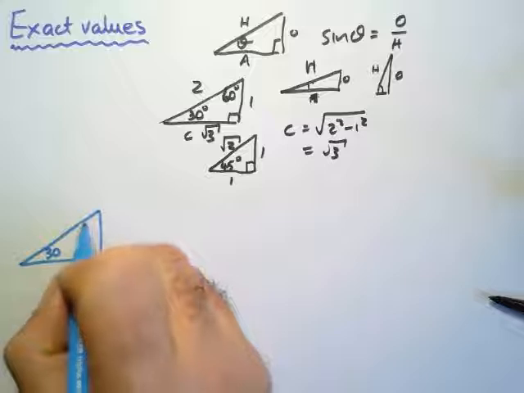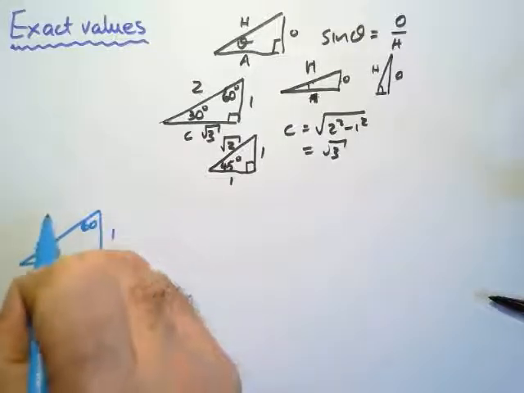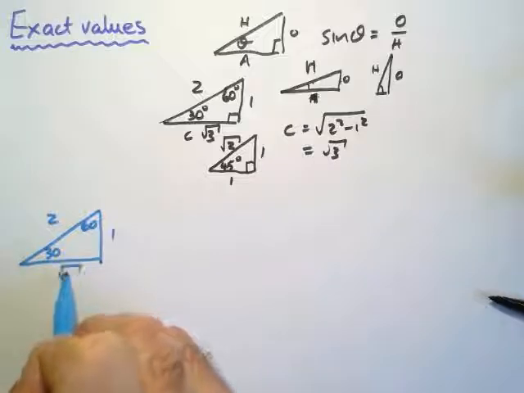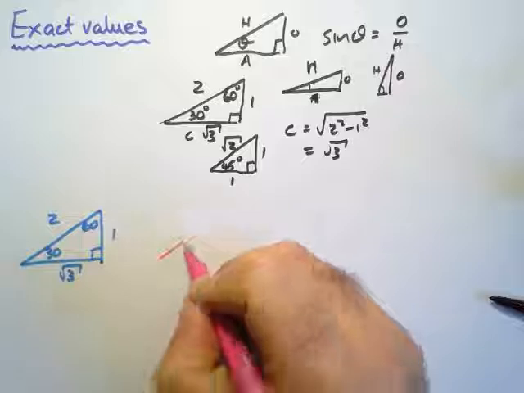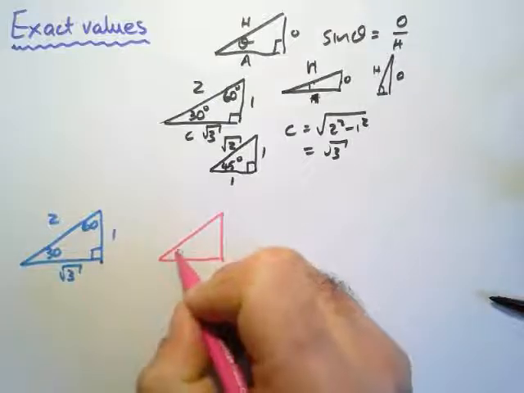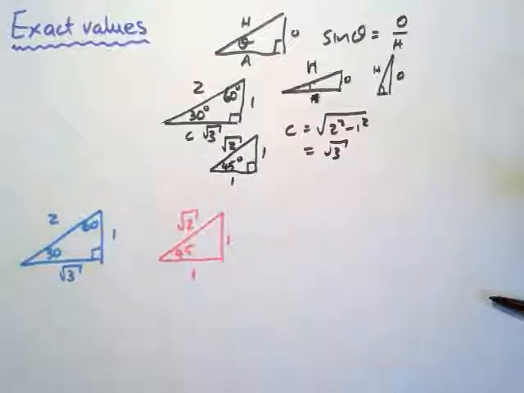30 is the small angle, 60 is the big angle, the smallest side is 1, hypotenuse 2, and the adjacent side of 30 is square root 3. So I can then find sine, cos, and tan from these triangles without remembering any tables. I just have to remember the diagram. And then the same with the 45. For 45, all I have to remember is 1, 1, square root 2.